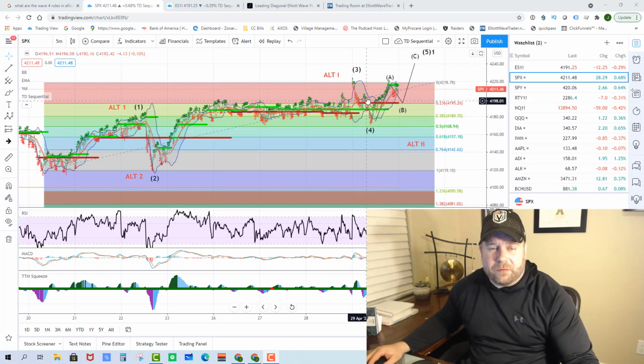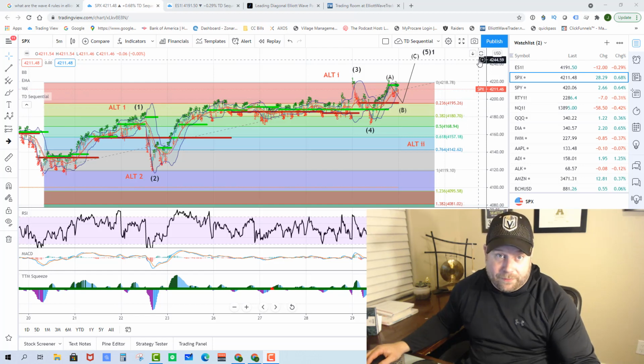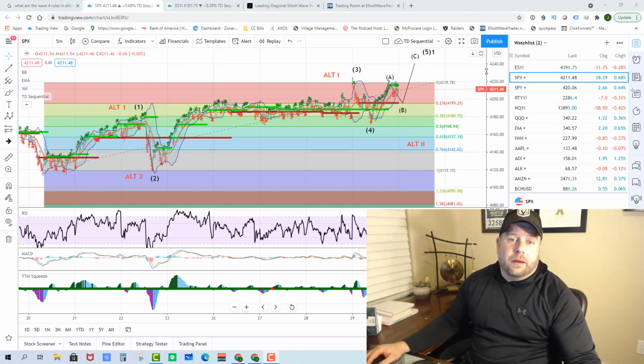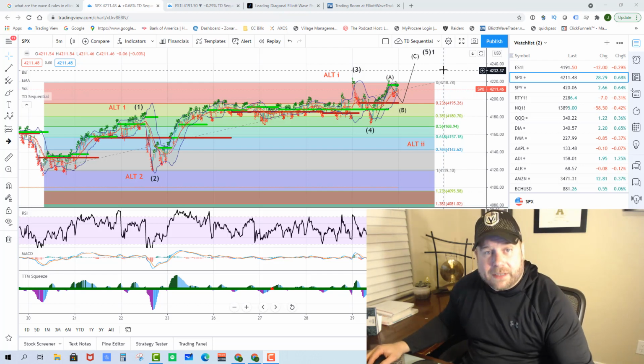Right now, the preferred path and the primary path is the one in black here up to wave 5, so that we can pull back and set up for a reload down here in the 4185 range on wave 2 and then trade that wave 3. So what we're looking for moving forward is an opportunity to sell.